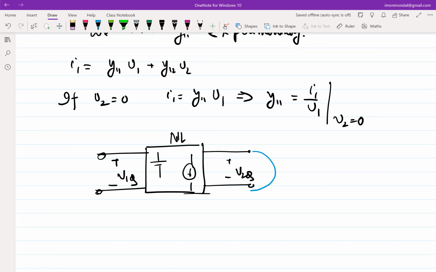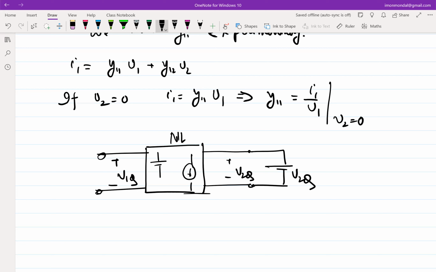So if I cannot short it, but I want incremental V2 to be equal to 0, then what should I do? Capacitor will come later. You have access to voltage sources and current sources, indefinite of them. What will you do? I'll put a voltage source. I'll have to hold this voltage so that it doesn't change. How do I hold a voltage? I put a voltage source of value V2Q.